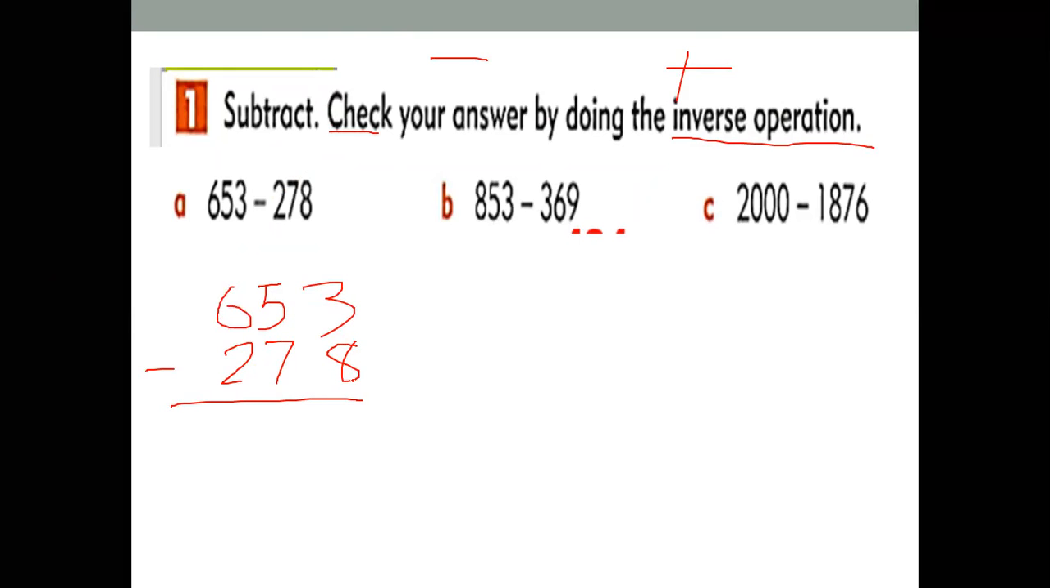So 3 minus 8, it can't be. So we need to borrow from here, 1 ten. So this will become 4, and this will be 13. So 13 minus 8 now, it can be. So it will be now.